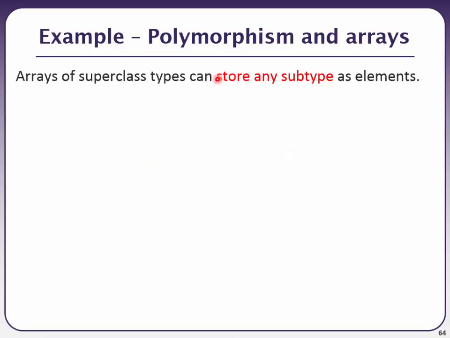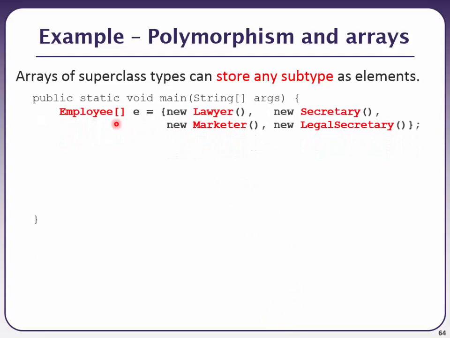Let's talk a little bit now about polymorphism and arrays. So arrays of a superclass type can store any subtype as elements. So let's take a look at what it means. Okay, let's say I have a main method.